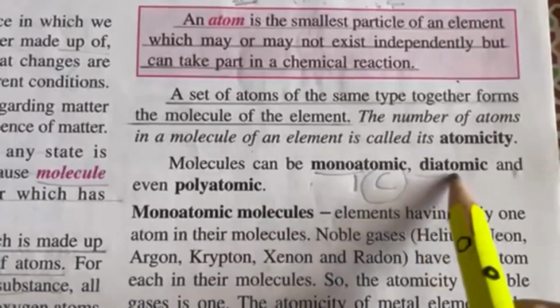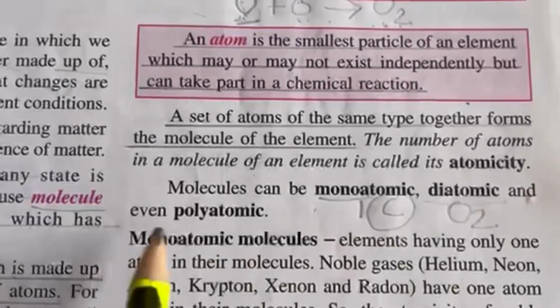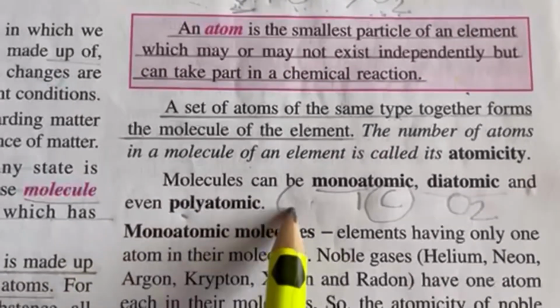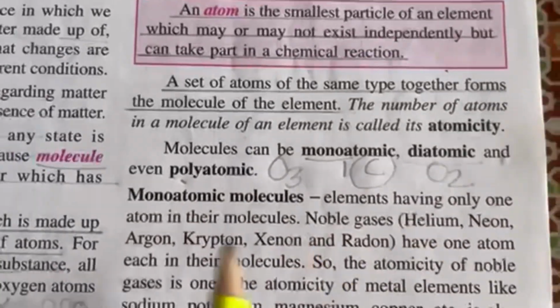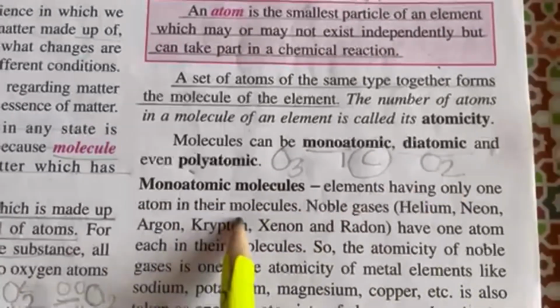Diatomic, oxygen, O2. Di means two. And poly means more than 3, ozone, O3, polyatomic, more than 2. Okay, so monoatomic molecules are elements having only one atom in their molecules.